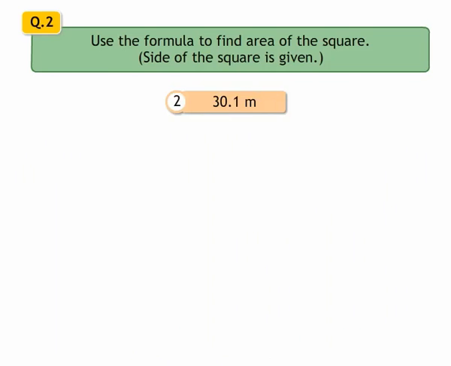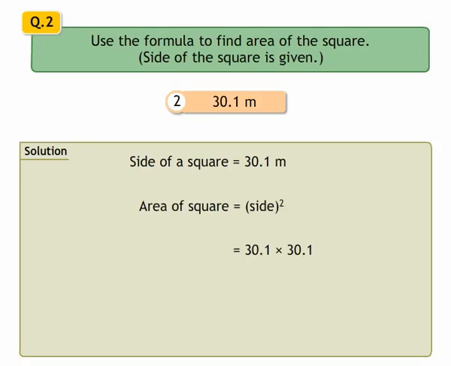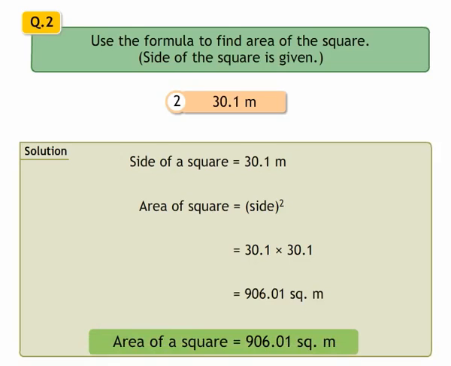2. 30.1 meters. Solution. Side of a square is 30.1 meters. Area of square is side square. Substituting the values, we get 30.1 into 30.1, which is equal to 906.01 square meters. Therefore, area of a square is equal to 906.01 square meters. Let us solve some word problems.